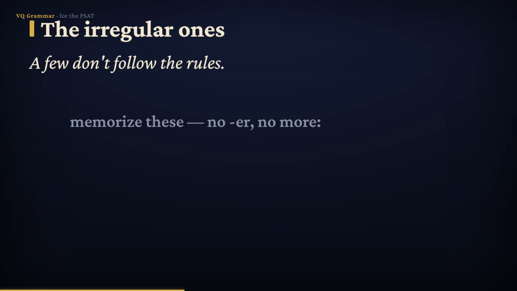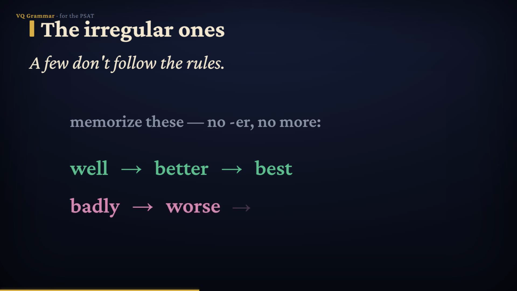Finally, a few adverbs are irregular. They don't add an ending, and they don't take more. You just have to know them. Well becomes better than best. Badly becomes worse than worst. And little becomes less than least.